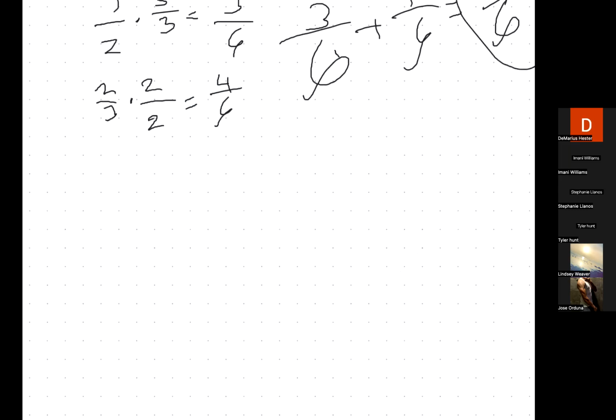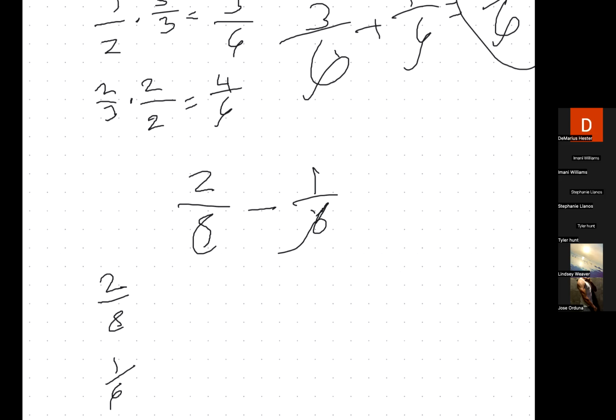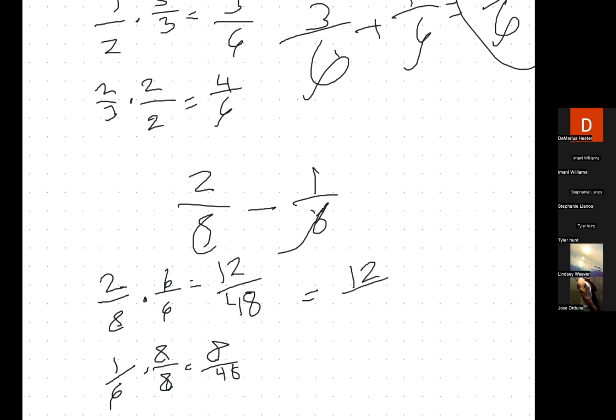Try this one, 2 over 8 minus 1 over 6. These are not the same on the bottom, so we have to make them the same. 2 over 8, 1 over 6. We can multiply the 8 by 6 over 6, and the 6 by 8 over 8. For the 8 times 6, we're going to get 12 over 48. For this one, we'll get 8 over 48. So we can rewrite it all as 12 over 48 minus 8 over 48.